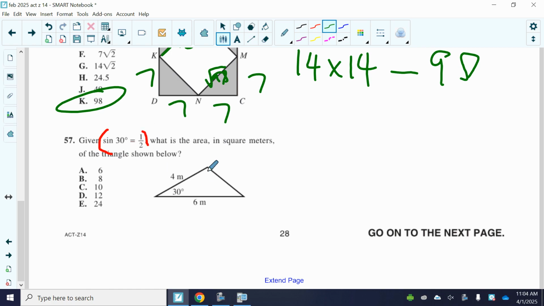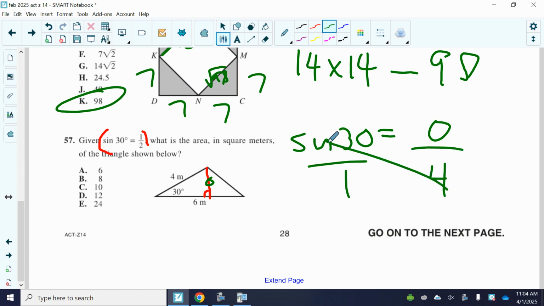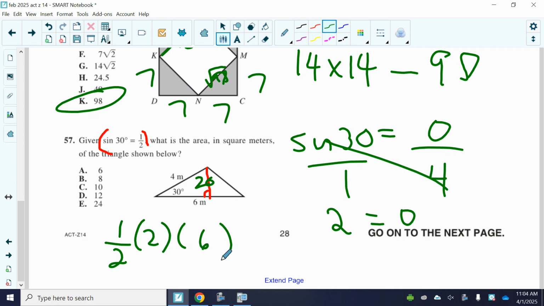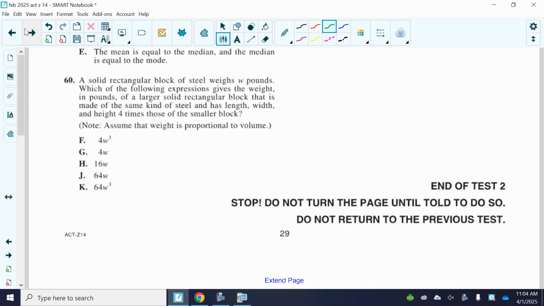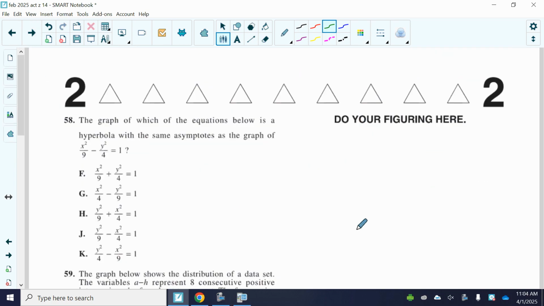Sine of 30, so you have to drop the altitude, huh? So sine is opposite over hypotenuse. So cross multiply, and you get 4 times 1/2. So the altitude here, boys, is 2. Formula for the triangle is 1/2 altitude times base. 2's cancel, and the answer is 6. Okay? I'll revisit these in a minute.